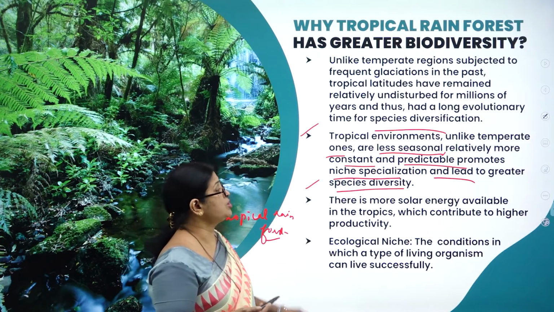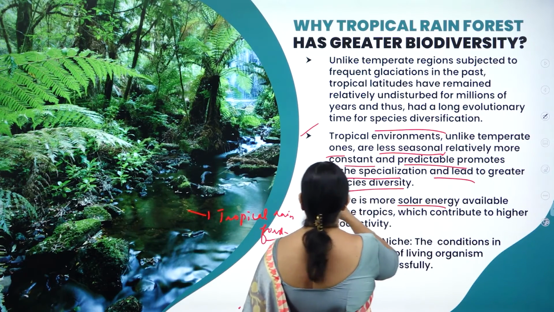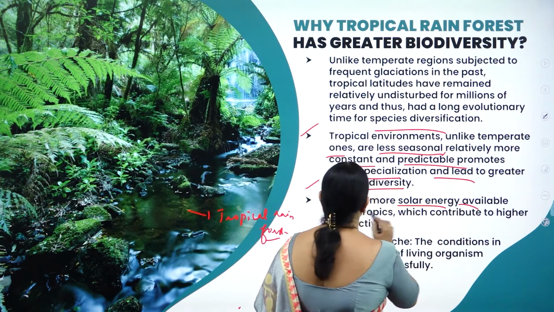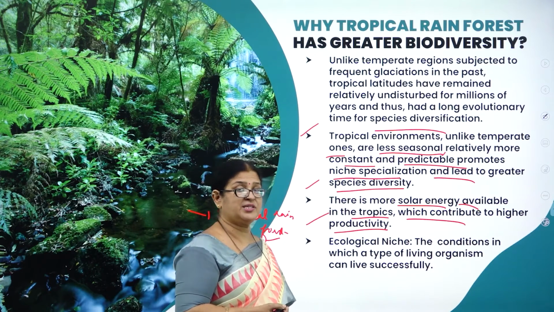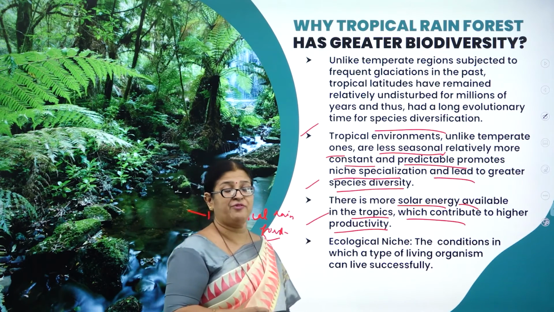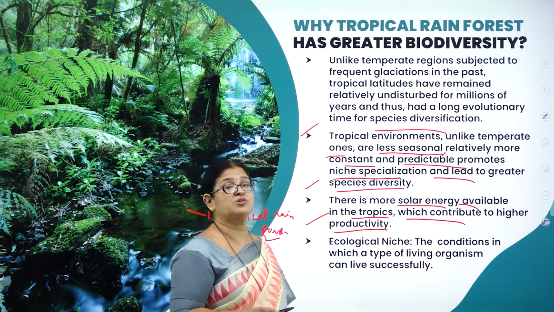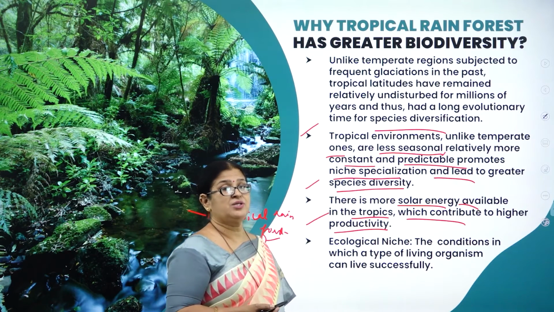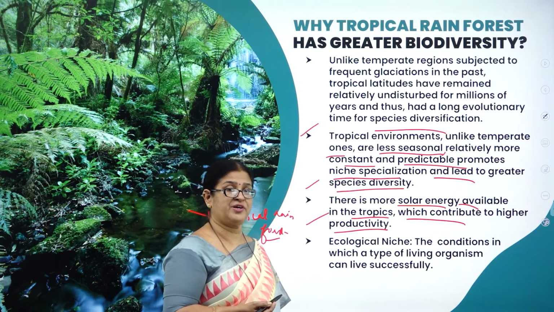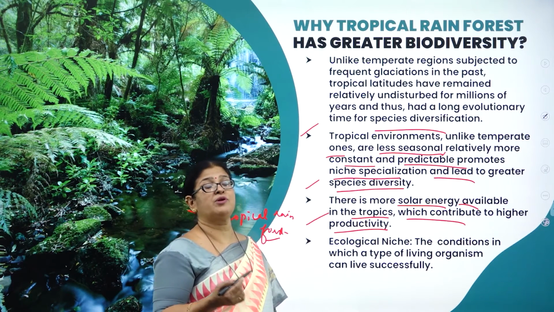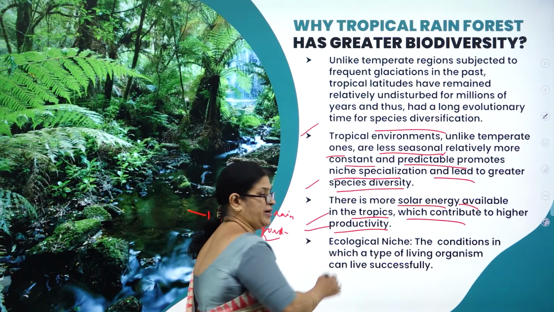Then there is more solar energy available in the tropics, which contributes to higher productivity. Why is there a greater number of trees and plants found in the tropical rainforest? Because there is more solar energy, and we know that solar energy is a very important raw material for plants to manufacture food, and obviously more plants means more productivity.